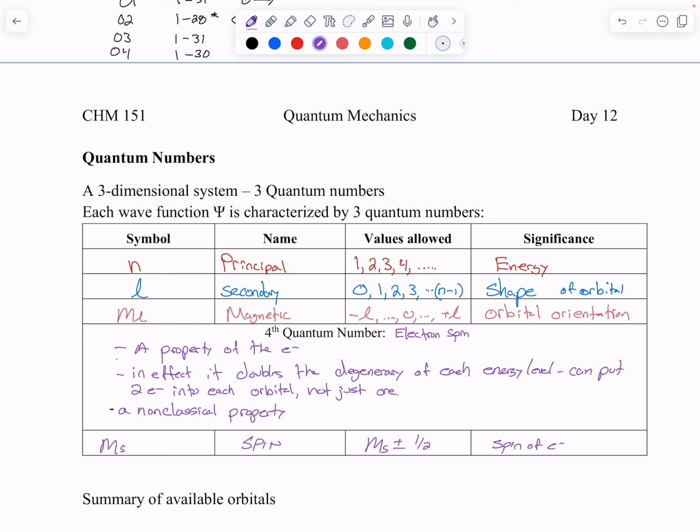But you can think of the electron as spinning one way or the other. All right, and so that would be the spin of the electron. So those are the 4 solutions that we're going to get out of the Schrodinger equation that we care about.